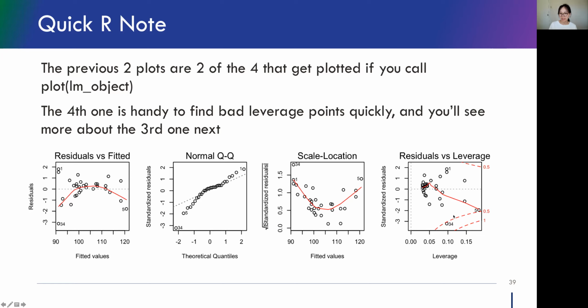The fourth one is handy to check Cook's distance. The red dashed line is the cutoff for Cook's distance. If a point goes beyond this 1, or beyond 0.5, it has high leverage. That is what the fourth plot is telling you. I'm just telling you this for checking plots; you can easily get them by doing plot of your LM object. And we'll talk about the third one, about constant variance, a bit more.